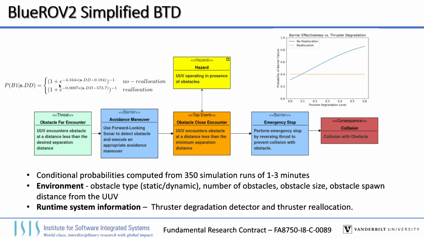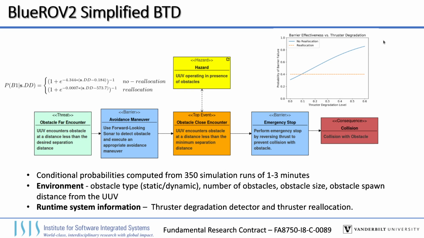These are two sigmoid functions which show the relationship between S.dd, the degradation detector, which detects the level of thruster degradation that's been injected into the system. These two functions show the relationship when no reallocation has been performed and then after thruster reallocation. From the equations, it's not easy to see what these sigmoid functions would look like, but they've been plotted over here on the right. You can see the probability of barrier failure. We want this number to be low, and it's plotted against the level of thruster degradation, anything from 0% degradation to 60% degradation.